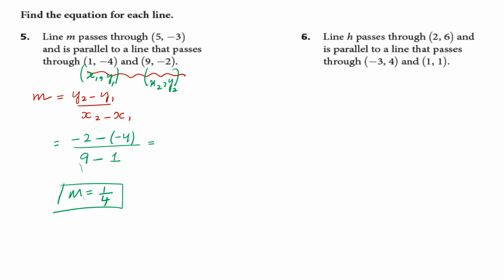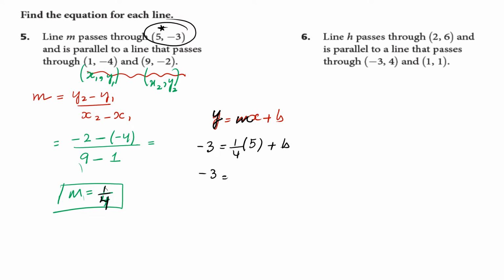Now after this, find the b. So for b, what do we do? We write the equation y equals mx plus b. Now replace the m by the value that you just got, that is 1 over 4. Now the y will be replaced by negative 3 from these points, and x will be replaced by this 5, plus b.